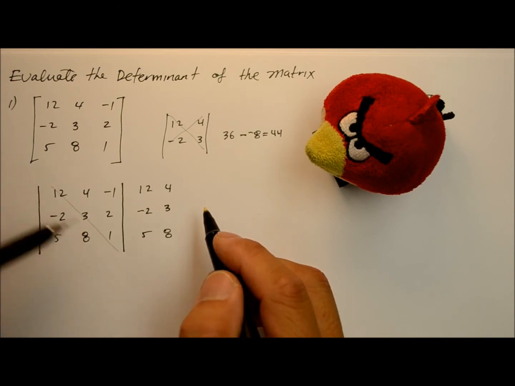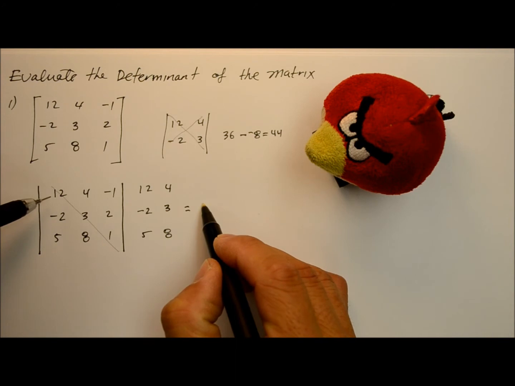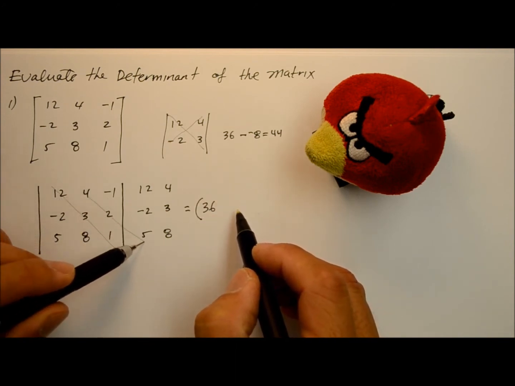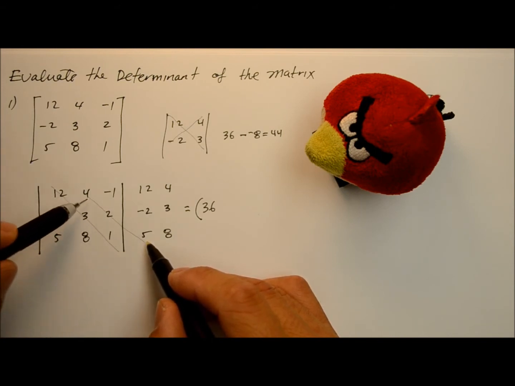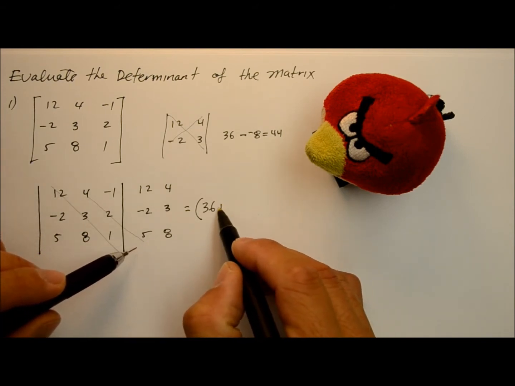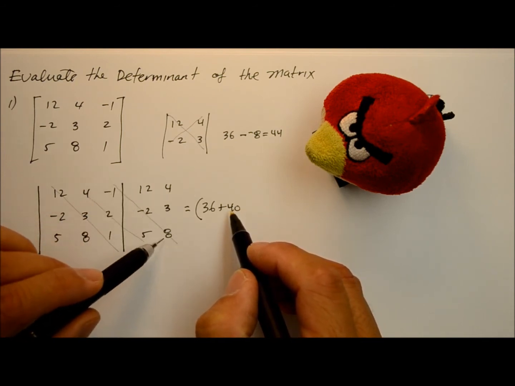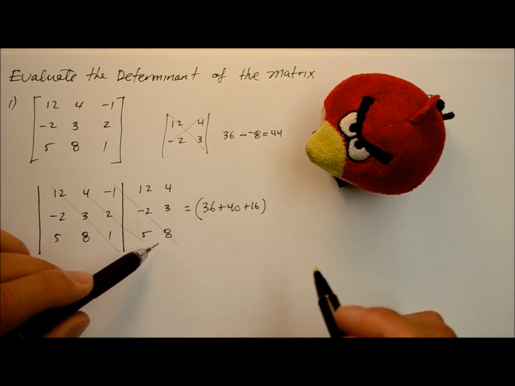12 times 3 times 1, which is equal to 36. Next one is 4 times 2 times 5. See, that's out here, but now it's here, so it gets multiplied. That's 8 and 5, which is 40 positive. The third one, -1, -2, and 8. That's positive 16.